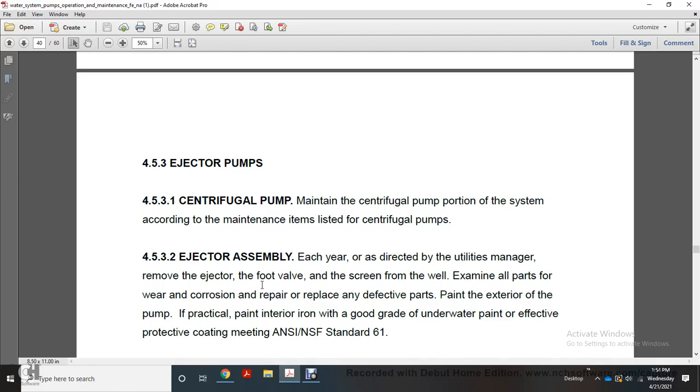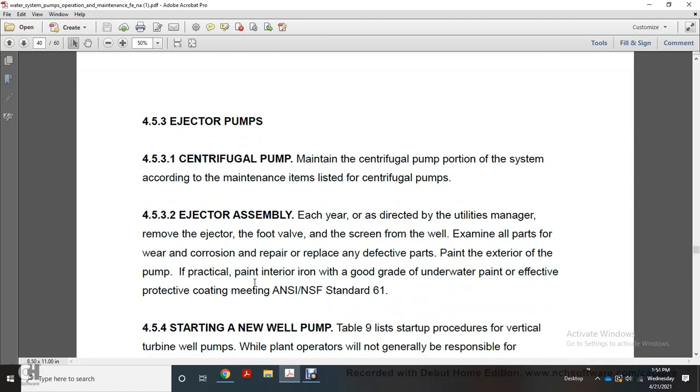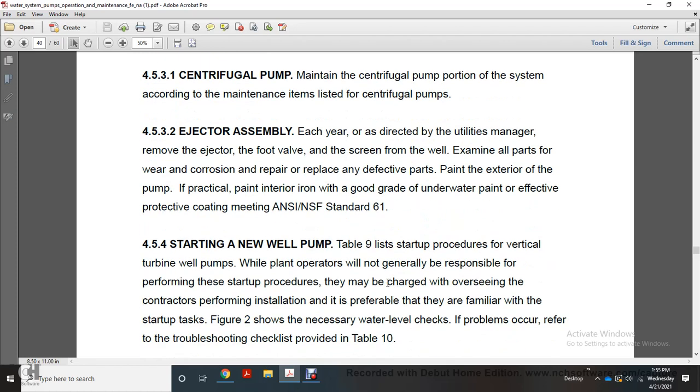Ejector pump, centrifugal pump: maintain the centrifugal pump portion according to the maintenance items listed in centrifugal pumps. For the ejector assembly, direct the utility manager to remove the ejector foot valve with the screen from the well. Examine all parts for wear, corrosion, and repair or replace the defective part. Paint the exterior of the pump. Paint the interior with a good grade of underwater paint, in effect a protective coating meeting ANSI NSF 061.